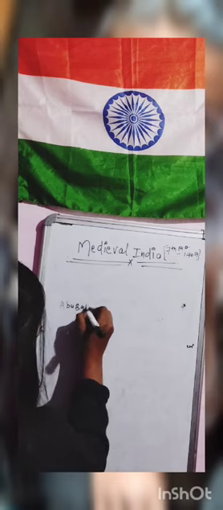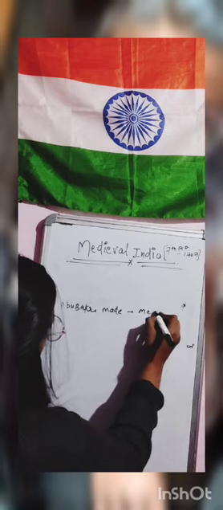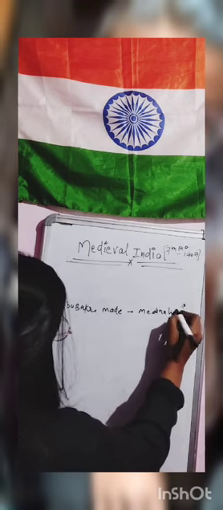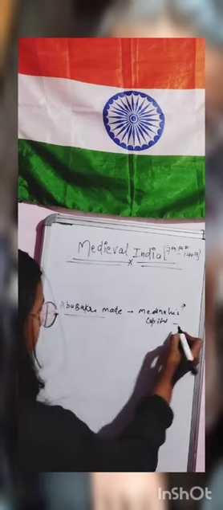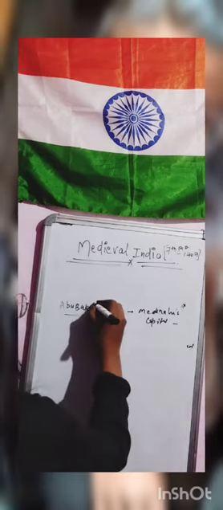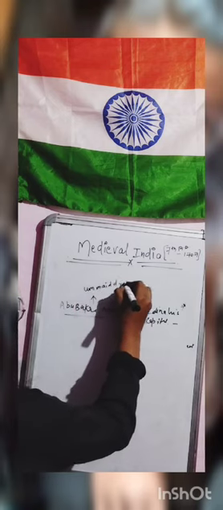Then what happens, Abu Bakr, he made Medina his capital. And Abu Bakr basically belonged to the Umayyad dynasty.